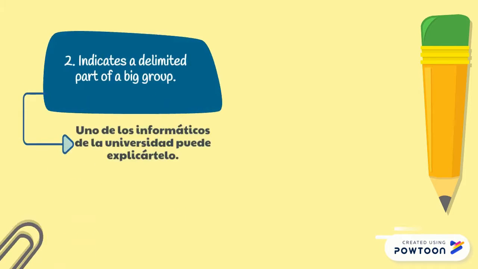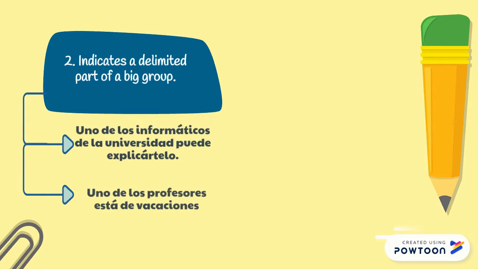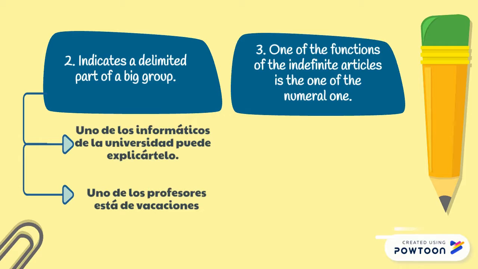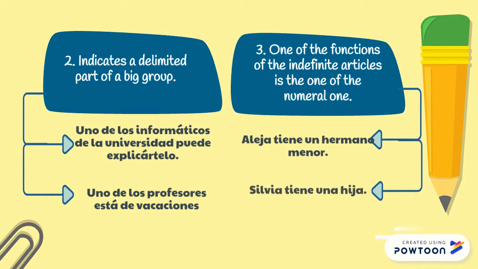Also, it indicates a delimited part of a group. Uno de los informáticos de la universidad puede explicártelo. Uno de los profesores está de vacaciones. One of the functions of the indefinite article is the one of the number one. Aleja tiene un hermano menor. Silvia tiene una hija.